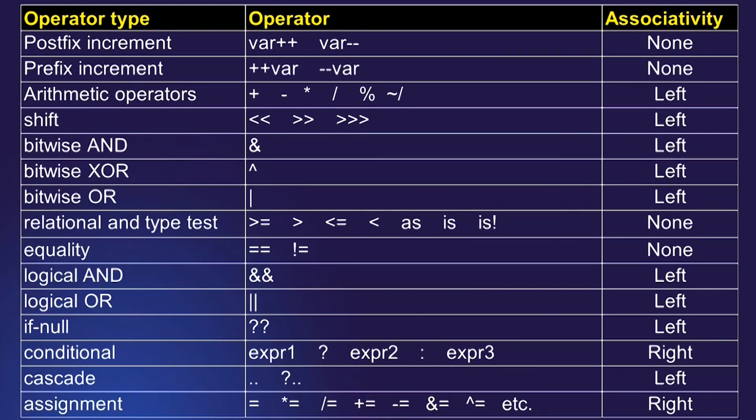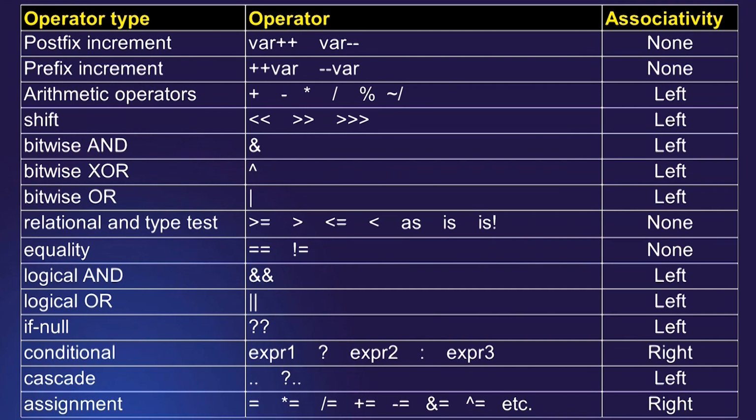So, on screen you can see different operators available in Dart programming language. So, we have postfix increment, prefix increment, arithmetic operators like plus, minus, multiply, divide, modulo division, integer division. We have shift operators, bitwise AND, bitwise exclusive OR, bitwise OR, and for comparison we have relational and type test, which is shown on the screen like greater than or equal to, greater than, less than or equal to, less than, as, is and is not.